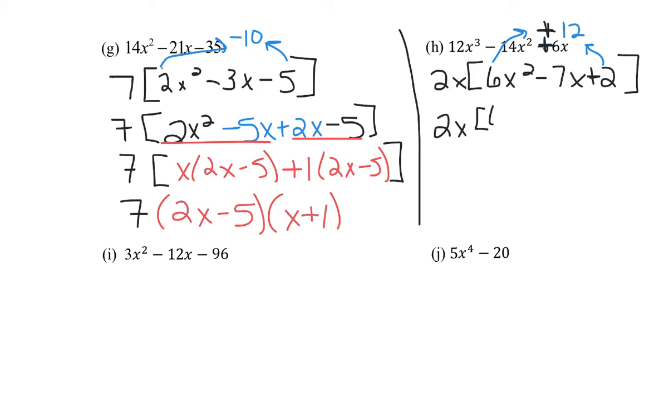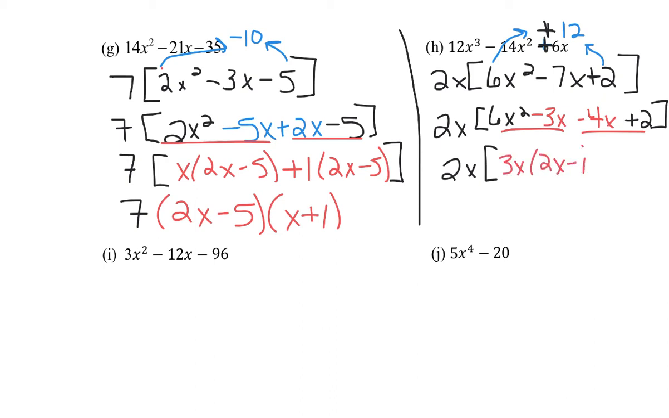So just setting this up. And then we're going to start to group. So here, take out a 3x. Take out a negative 2. Don't quite have enough room for my last bracket, but we know it's there. So this is 2x times 2x minus 1 times 3x minus 2.